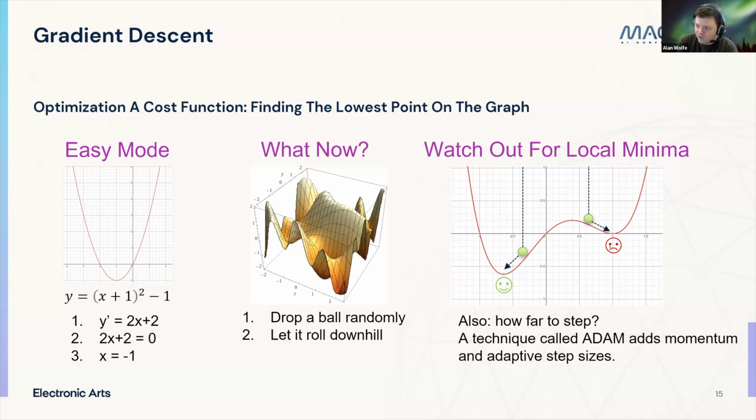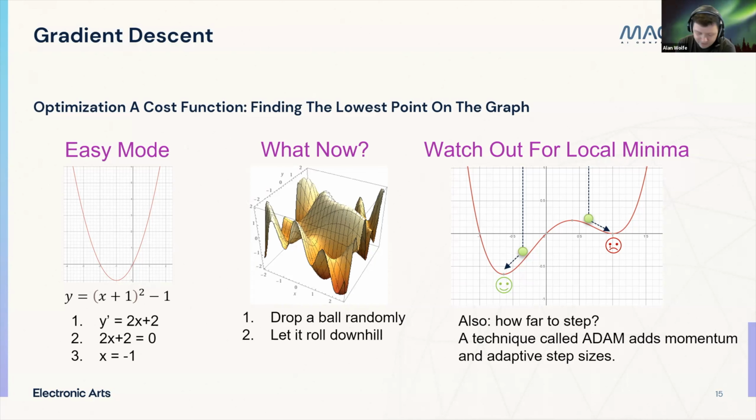Using intuition from the real world, you can just drop a ball randomly on this shape and let it roll downhill. And wherever you end up is going to be a minimum. It might not be the global minimum. It might be a local minimum, but you're going to find a minimum. As you can see on the right, if you start at the wrong spot, you might end up in a local minimum instead of the global one that you're looking for.